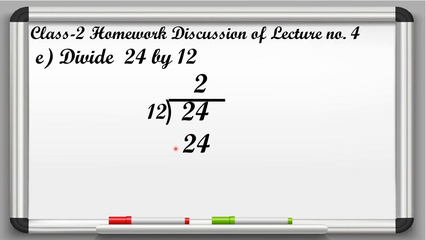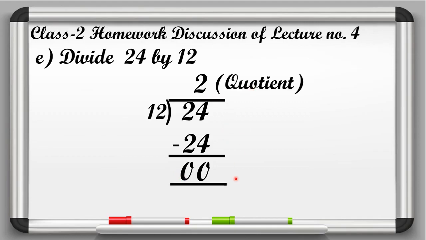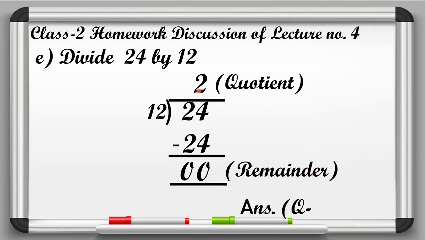Now we have to put the sign of subtraction. Now start subtracting. 4 minus 4 is equal to 0, and 2 minus 2 is also equal to 0. So here we will write 0 at tens place. So we can say that in this question 2 is the quotient, and 0 is the remainder. So here we will write remainder, and the answer is Q2 and R is 0. Understood? Thank you.